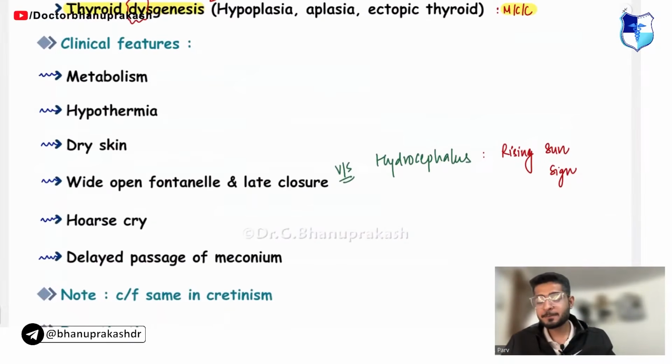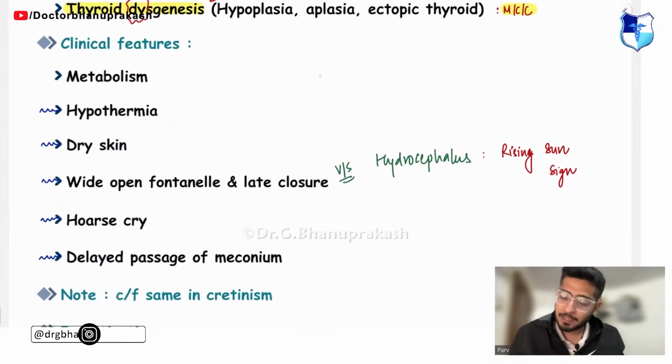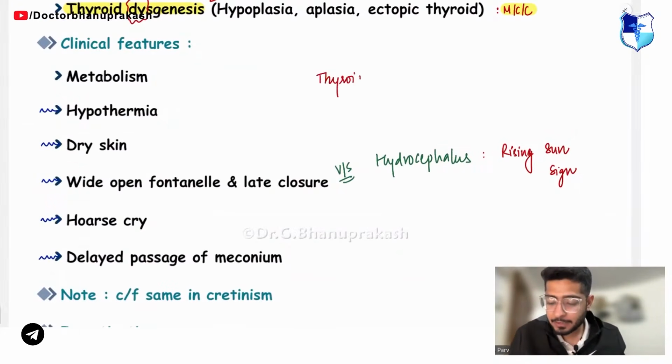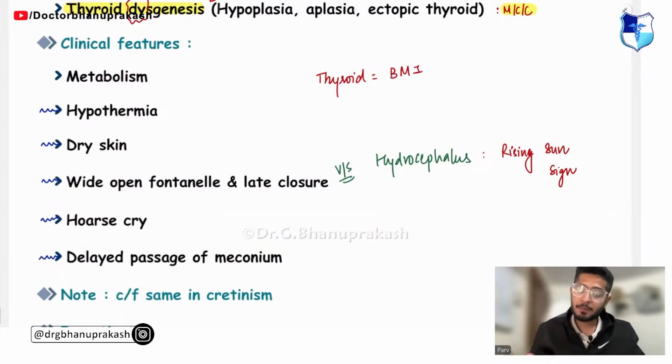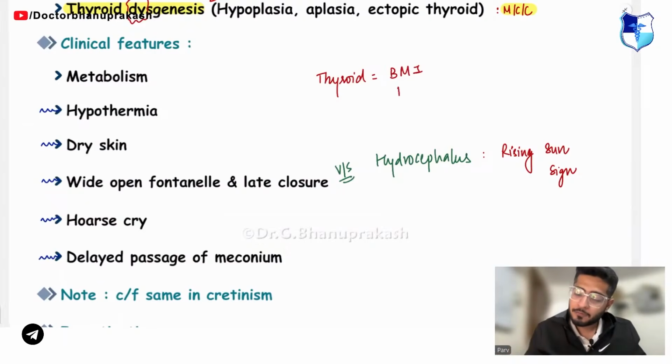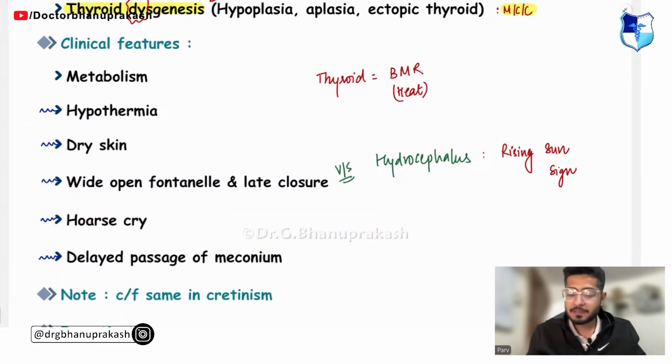So very simple, child. What you are going to have in hypothyroidism. So please remember that thyroid is responsible for maintaining the BMI. Okay, not BMI, basal metabolic rate.